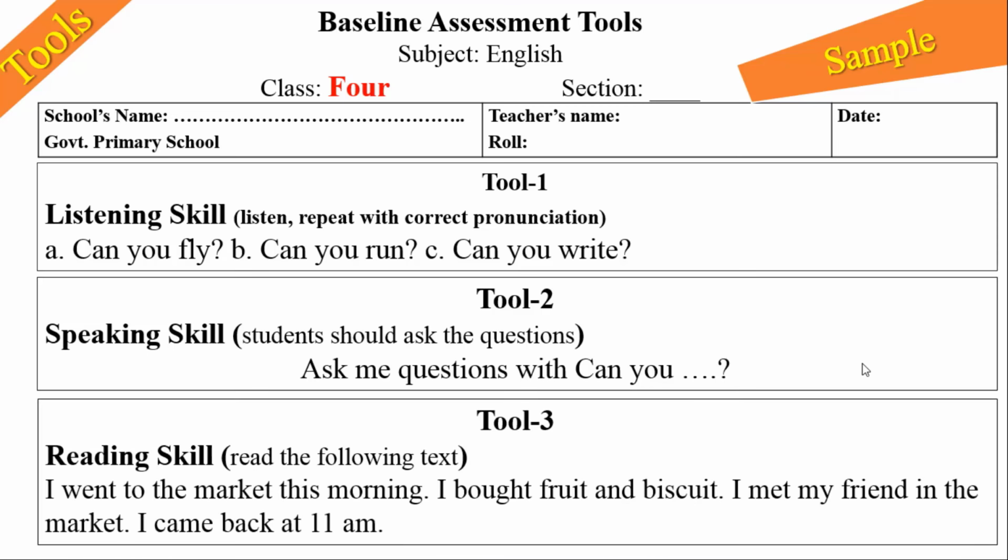Tool number 3, reading skill. Read the following text. I went to the market this morning. I bought fruit and biscuit. I met my friend in the market. I came back at 11 a.m. So he will read the text with correct pronunciation and with understanding.